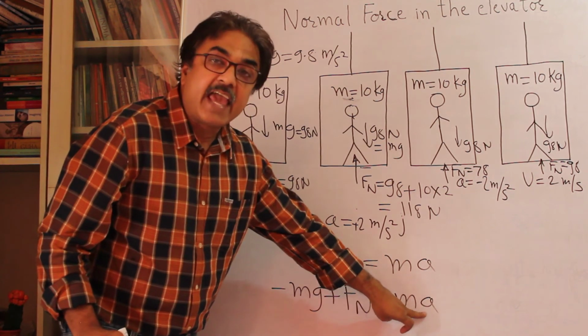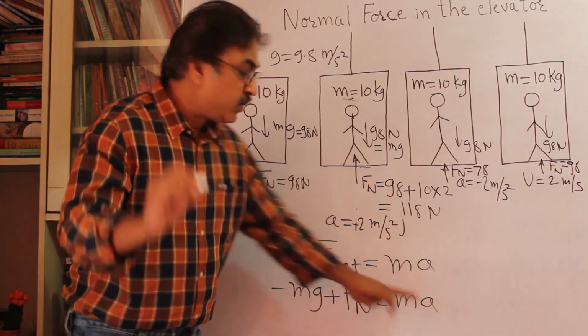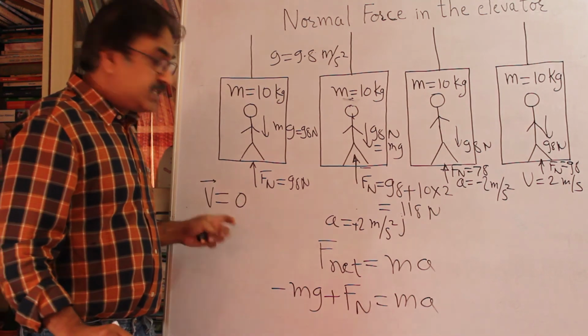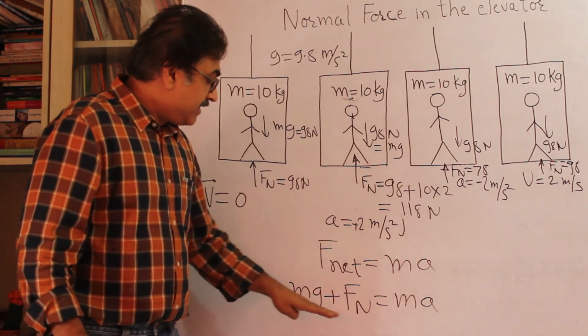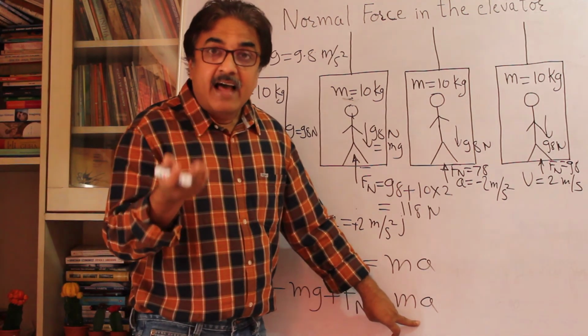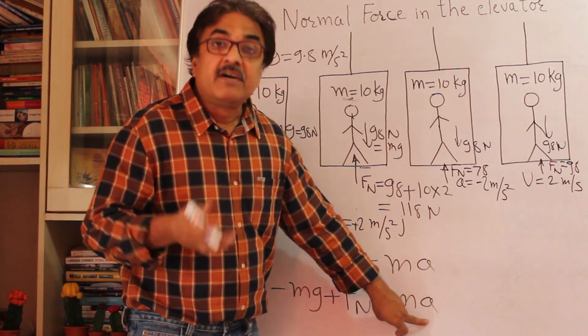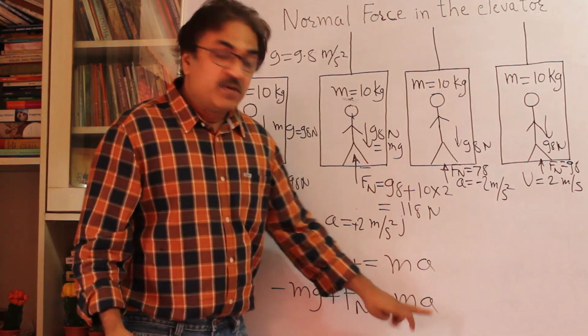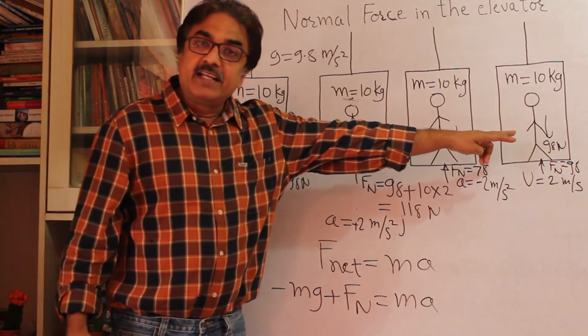What will change is a. When velocity is constant, a is 0. When velocity is 0, a is 0, right? And then that's it. When it is accelerating, a is positive. When decelerating, a is negative. Substitute the values and you will get all these answers.